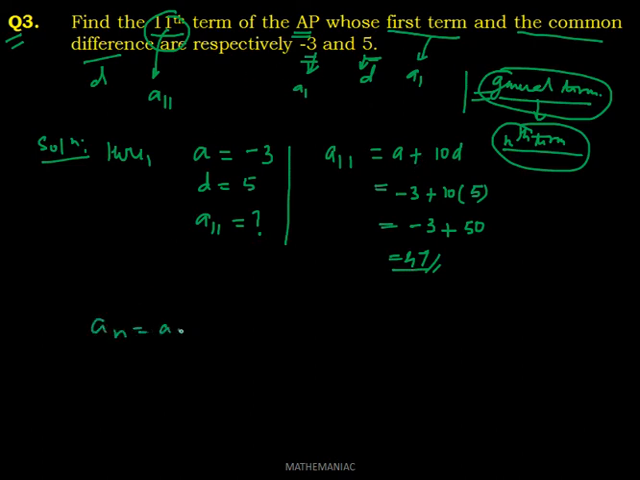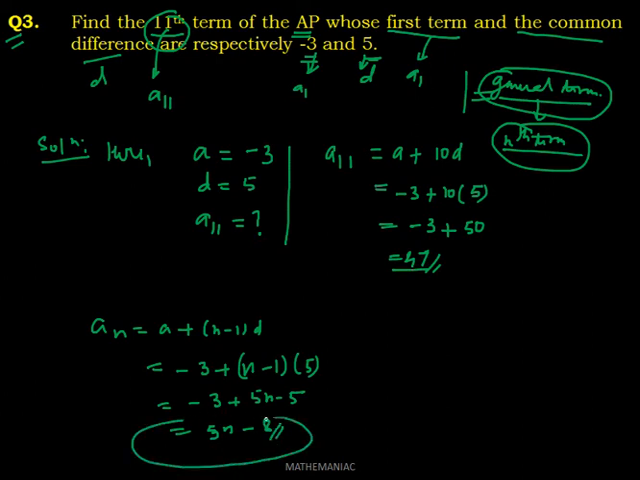An is equal to A plus, this time it is n minus 1 into D. A means minus 3, n minus 1 you cannot do anything, this is 5. Now simplify, it is 5n minus 5. This will be ultimately, okay, let me bring 5n first, and here it is. This is the general term, right? This is the general term. Okay, let's move on to the next.